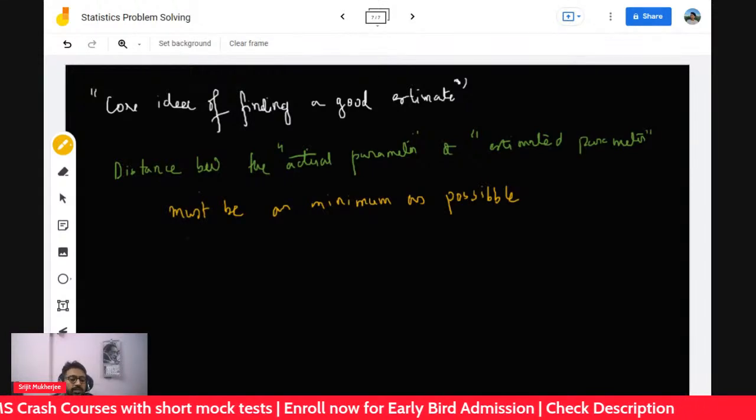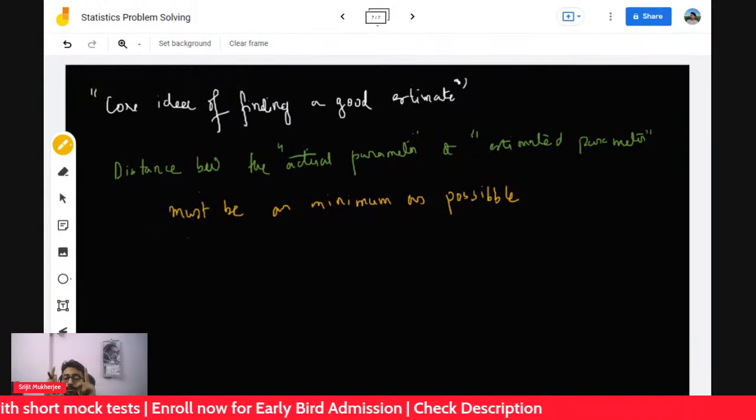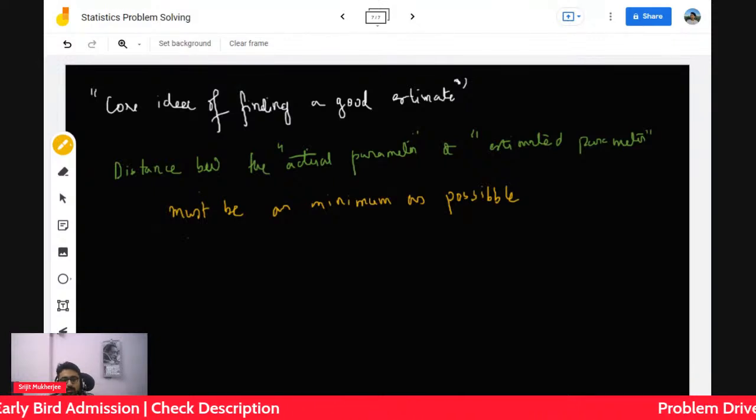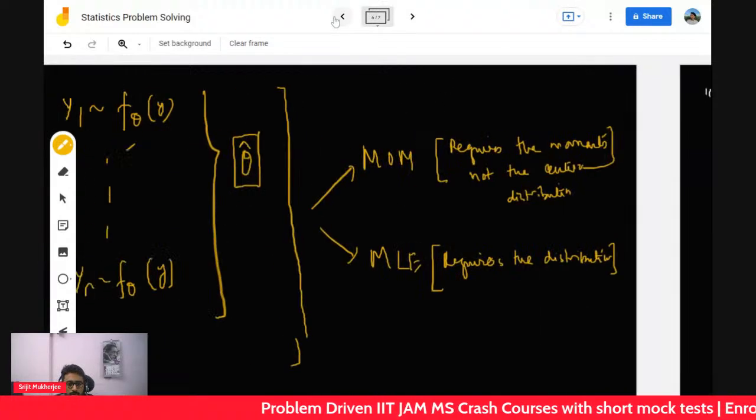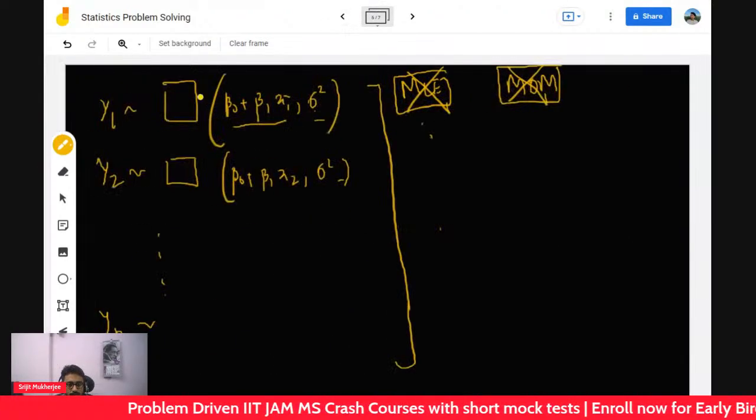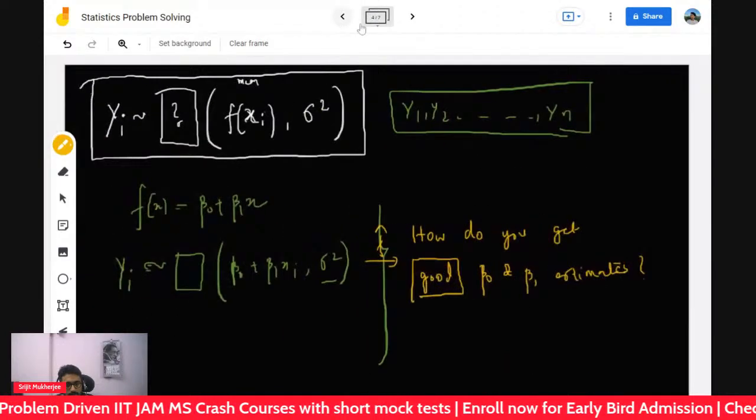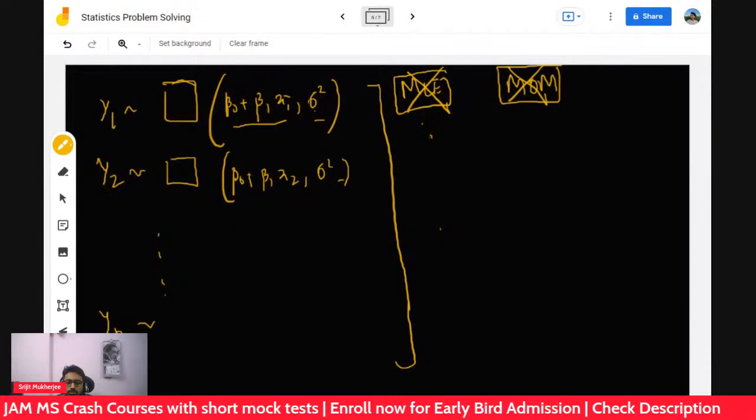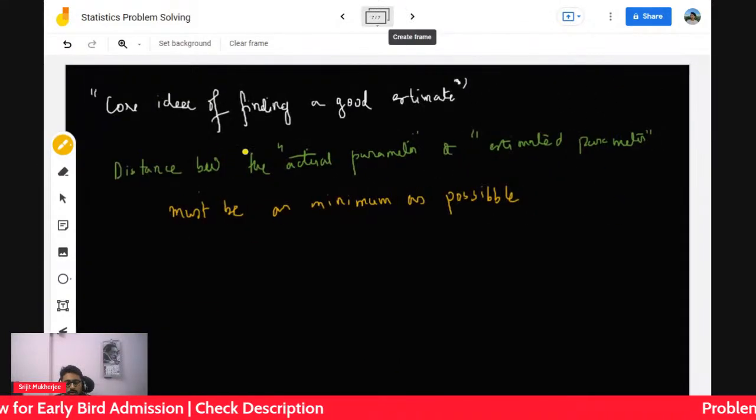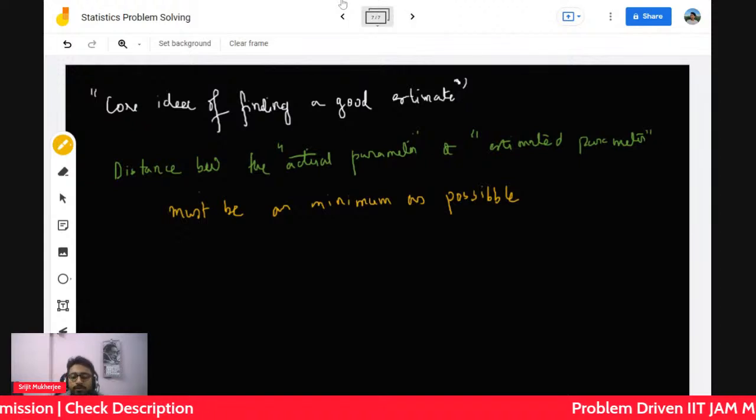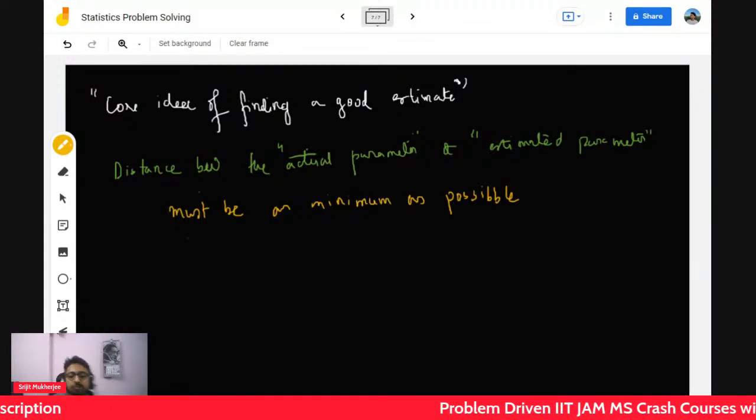The distance between, in some sense, the actual parameter, I mean, it can be the expected distance, and the estimated parameter. We don't know whether it follows normal or not. When did I say it follows normal? There is no condition. I told it doesn't follow normal. Did I say that they follow normal? No. So the distance between the actual parameter and the estimated parameter must be minimal.